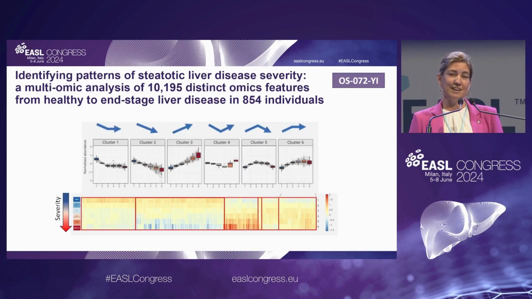Over 50% of those features could be associated with liver disease severity, and they could be hierarchically clustered into 6 patterns of behavior across worsening disease stages. So there's lots of interesting biomarkers and mechanisms to dig into there.